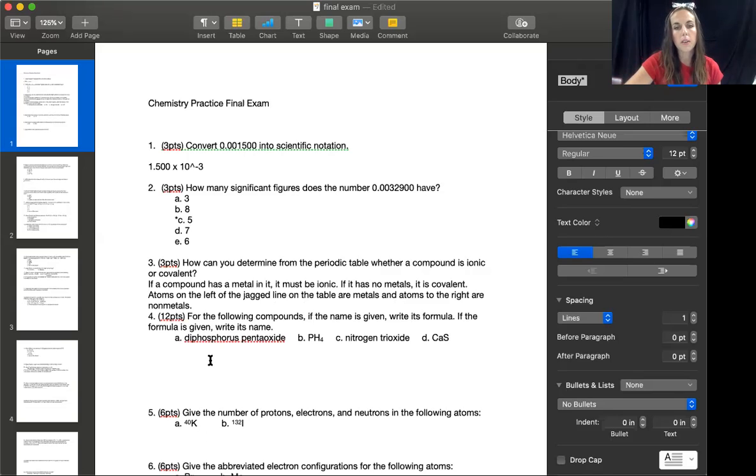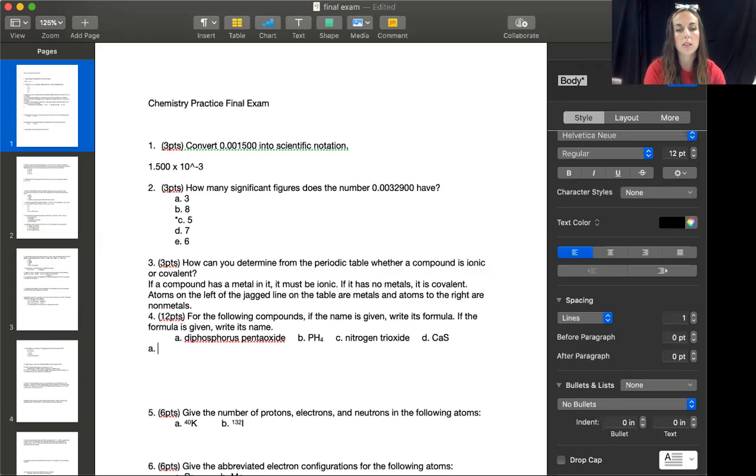Number 4, for the following compounds, if the name is given, write its formula. If the formula is given, write its name. All right, let's start with letter A. And let me find where I'm at. Okay, so they give us diphosphorus pentaoxide. That means I need to write its chemical formula.